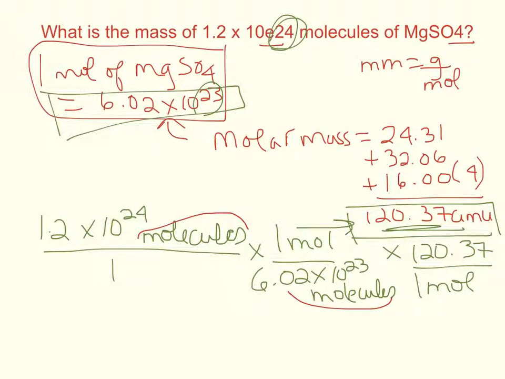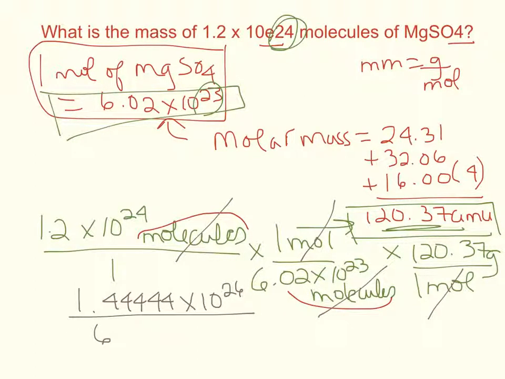In terms of the 120.37, we can consider that grams. So molecules cancel out, and moles cancel out as well. Essentially, we multiply 1.2 times 10 to the 24 by 120.37, and we should get an answer of 1.44444 times 10 to the 26, and we're going to have that over Avogadro's number, which is 6.02 times 10 to the 23. We take Avogadro's number into account because we multiplied the given number of molecules by the molar mass, but that is only equivalent to 6.02 times 10 to the 23 molecules.